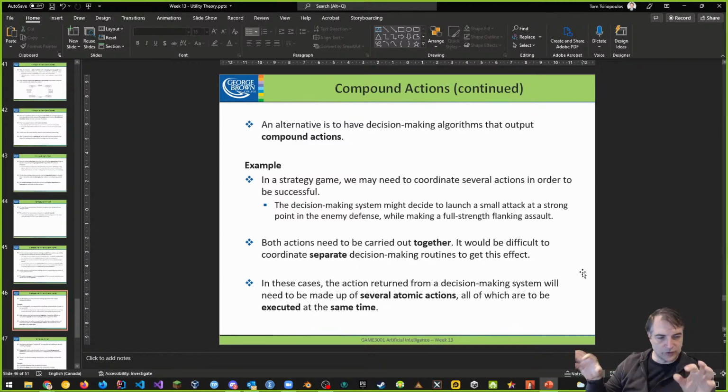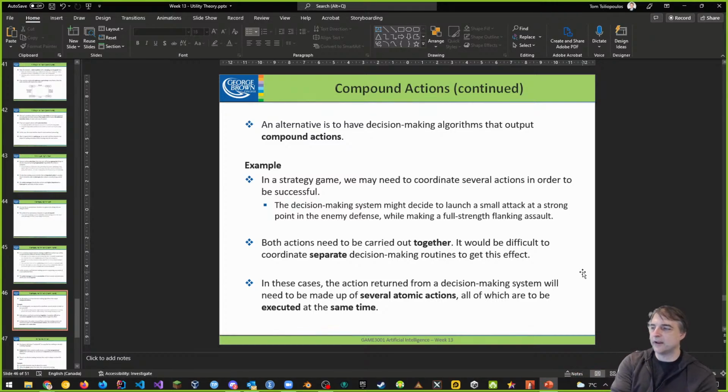So one routine kind of coordinates both actions. Almost like I have a supreme commander that's telling my troops to go flank while I'm attacking the strong point directly at the same time. And in these cases, the action returned from the decision-making system will need to be made up of several atomic actions, smaller actions, or single actions, all of which are to be executed at the same time, in parallel, as opposed to sequential, synchronized, blocking. One action has to finish before the other action starts, right?